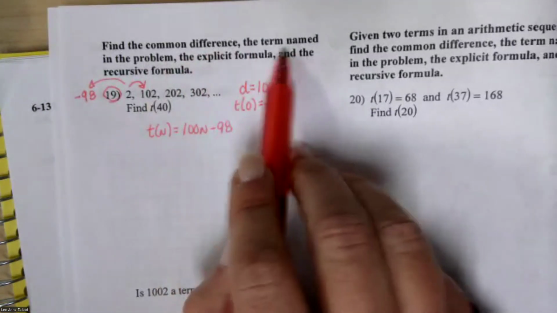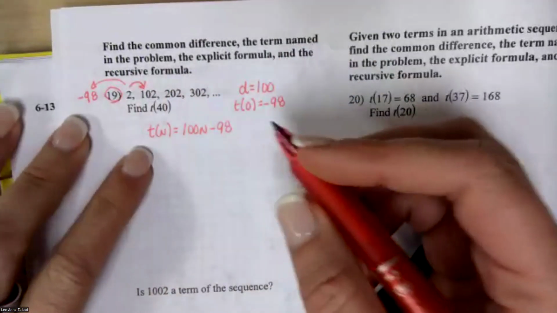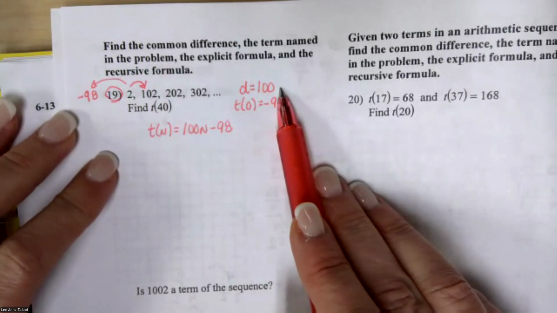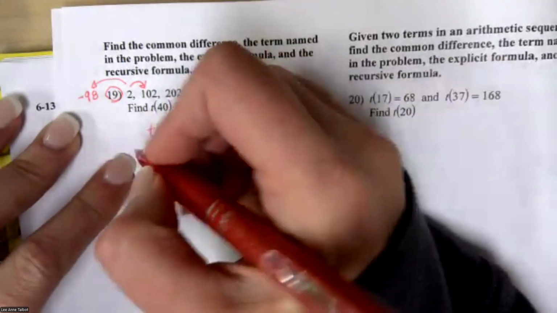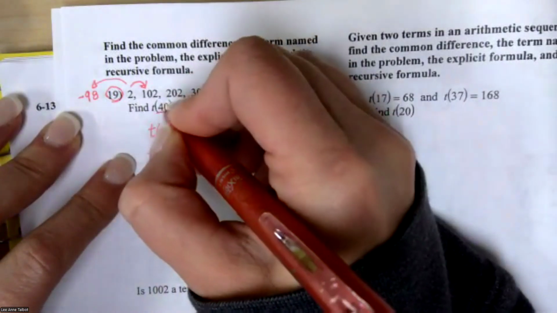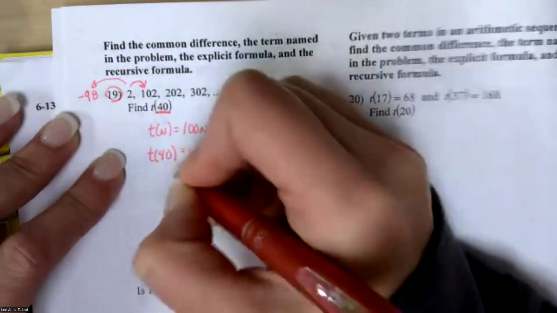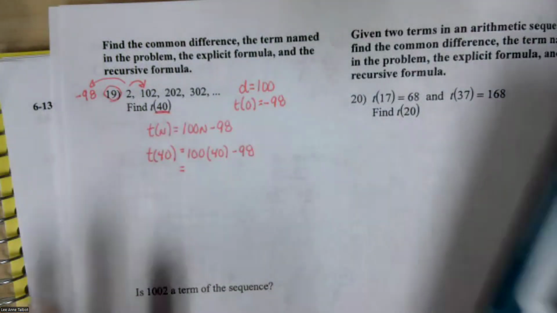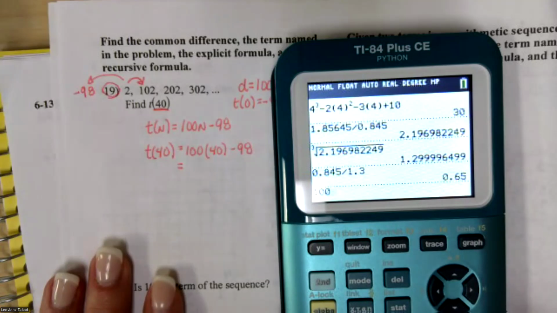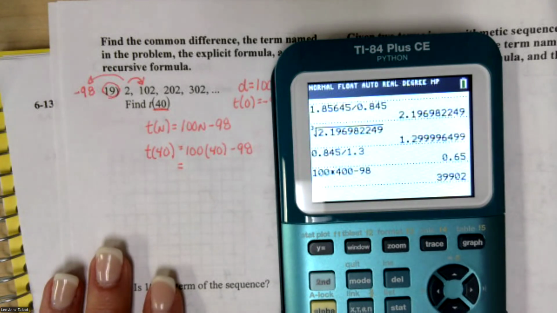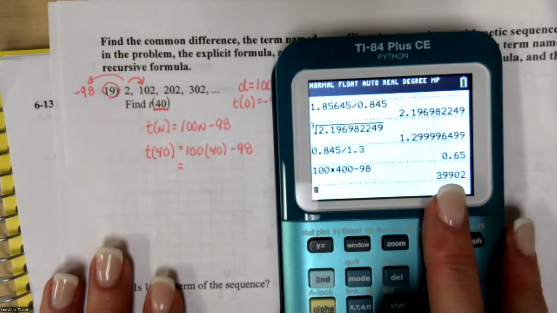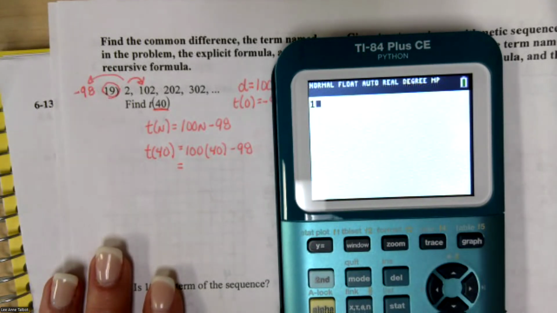Now it says find the common difference, the term named in the problem, the explicit formula, and the recursive formula. So I did the common difference and the explicit so far. Now we're going to do the term named in the problem, which is 40 right here. So we're going to plug in 40. I might need a calculator for this. Minus 98. I did the wrong thing. I did 400 instead of 40. There we go, 3902.